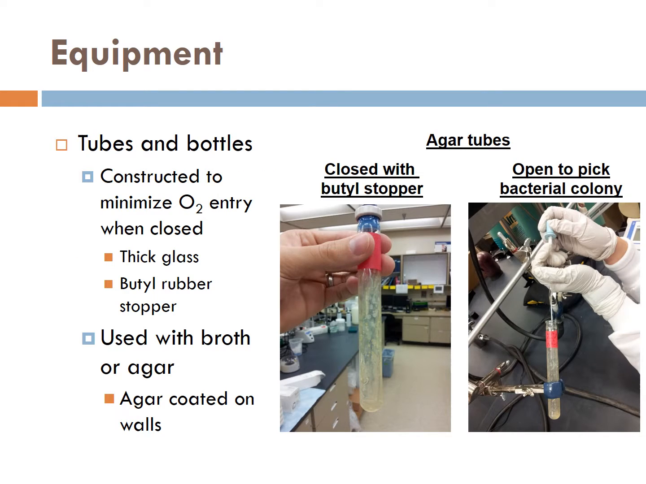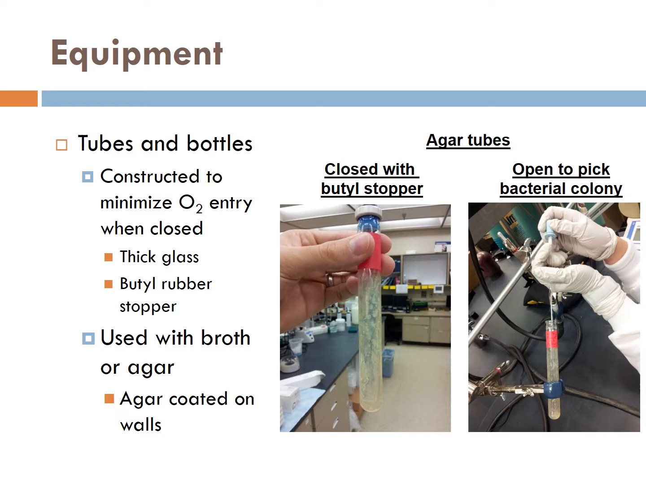Culture bottles, like that on the previous slide, and culture tubes, like that on the current slide, are constructed to minimize the entry of oxygen when they're closed. They're constructed with thick glass, which is impermeable to oxygen, and they're stoppered with butyl rubber. Butyl, not standard rubber, is used because the former is less permeable to oxygen. These tubes and bottles can be used either with a broth or an agar culture. For agar tubes, the agar is coated on the walls to provide a surface for microbial growth.